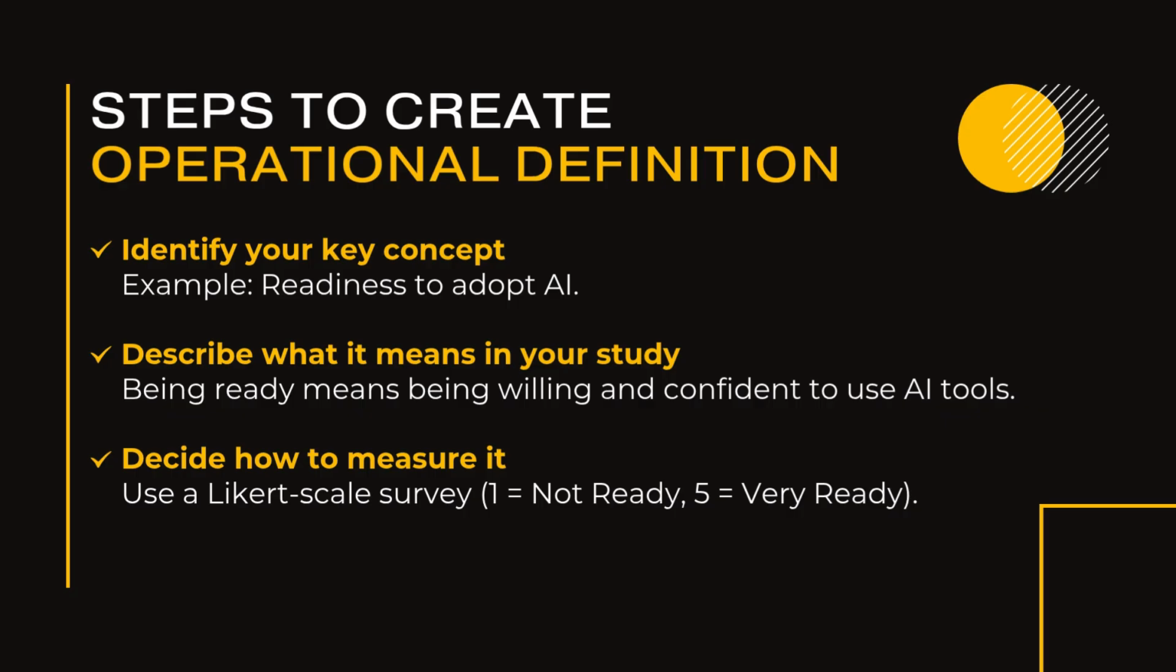Step 3. Decide how to measure it. Finally, choose the tool or indicator that will let you collect data consistently. For example, you could use a Likert scale survey, where participants rate their readiness from 1 equals not ready to 5 equals very ready. This converts an abstract concept, readiness, into measurable data you can analyze statistically or descriptively. When you follow these 3 simple steps, identify, describe, and measure, you make your research more precise, transparent, and replicable. Take a moment and think, how would you measure the key concept in your study?